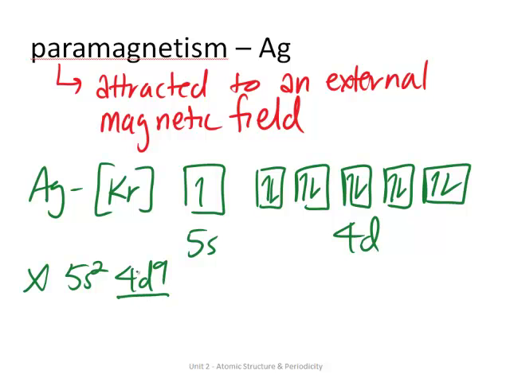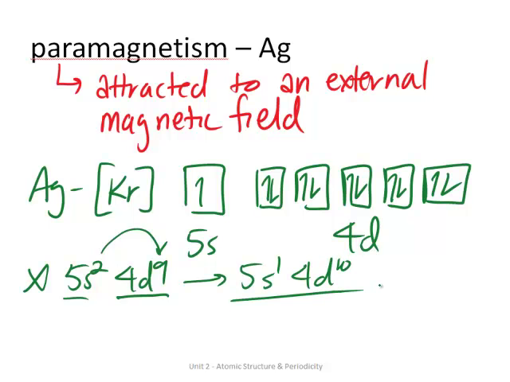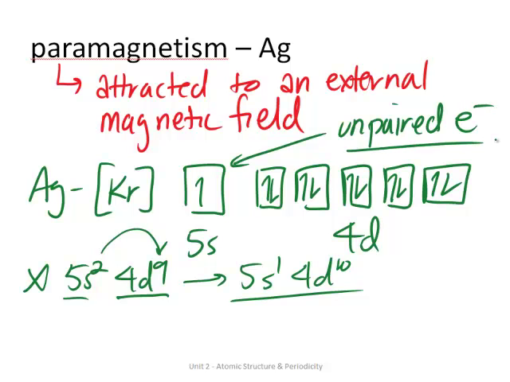It turns out that a full 4d sublevel is more stable than a full 5s orbital. So what happens, instead of that electron filling up the 5s orbital, even though it's lower energy, it will hop up to the 4d orbitals and produce a 5s1 4d10 to make it more stable. Now what happens here is that leaves an unpaired electron, meaning that it's an electron in an orbital that does not have its corresponding m sub s -1/2 or spin down arrow.